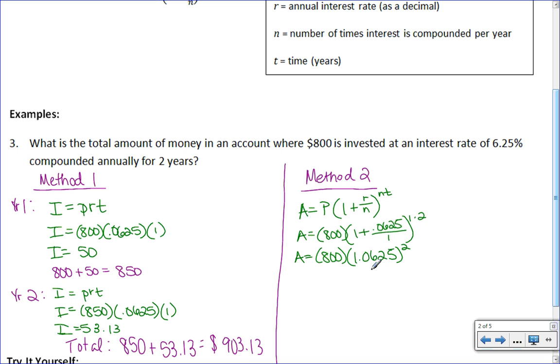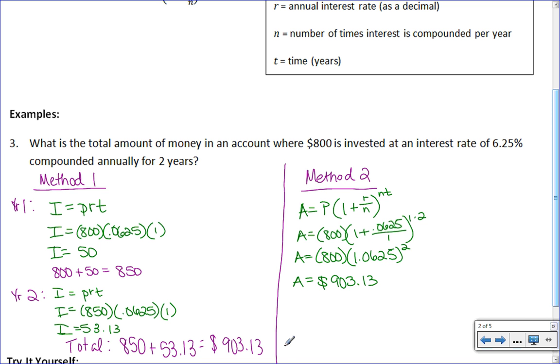If you do it in separate steps, you can do 1.0625, and then squared just means 1.0625 times 1.0625. And you get a very long decimal, but just go straight from that to multiply that by 800. So that you're doing this thing squared, because that's an exponent, it has to come first. This thing squared times 800. And if you put that in the calculator correctly, you should get the exact same answer we got before. Rounded to the nearest cent is 903.13. Just like we got with method 1.